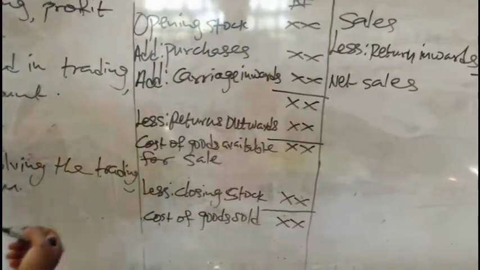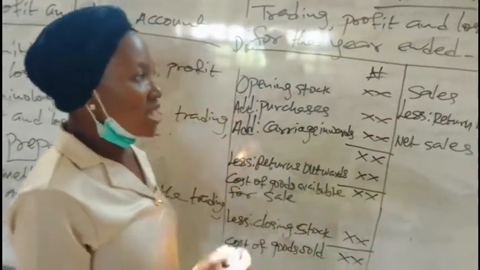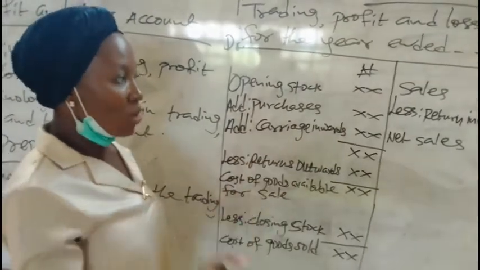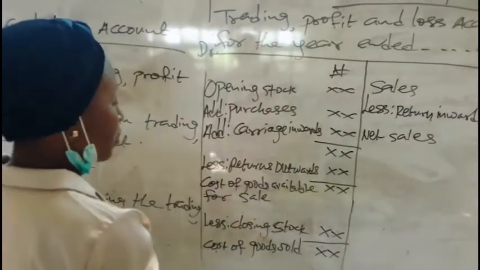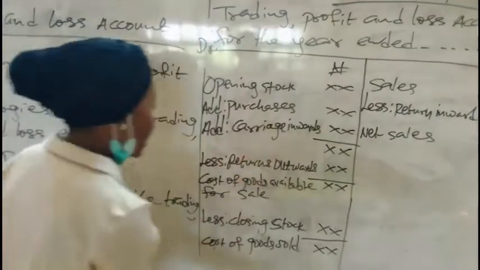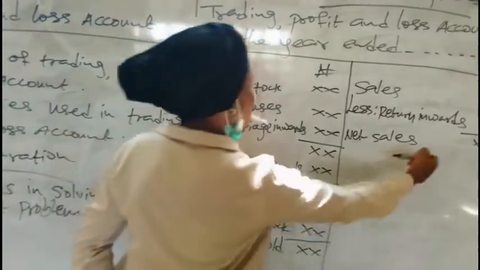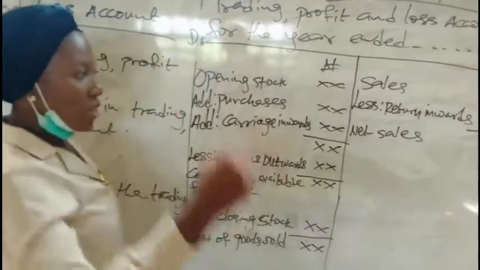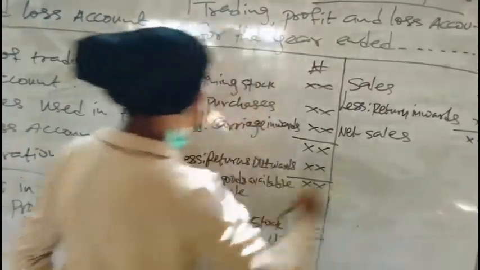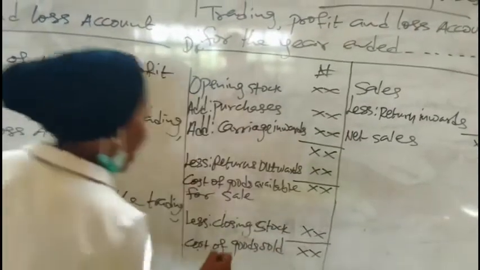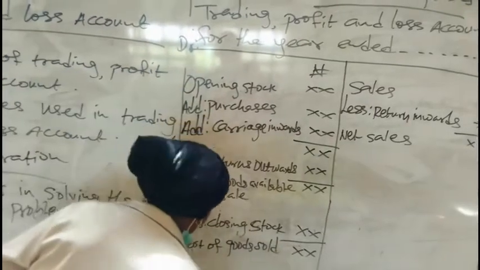Remember I told you that from the definition of trading account, its aim of preparing it is to arrive at the gross profit of the business. Therefore, we must arrive at the gross profit of the business from the format given. To arrive at the gross profit of the business is your net sales minus your cost of goods sold. I repeat, total net sales minus cost of goods sold here is equal to your gross profit.